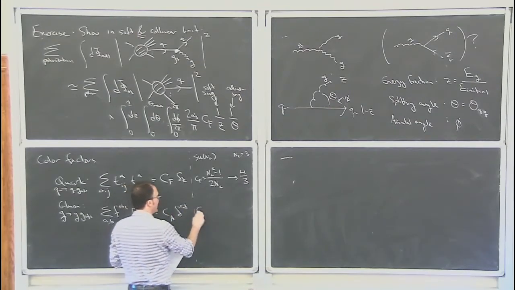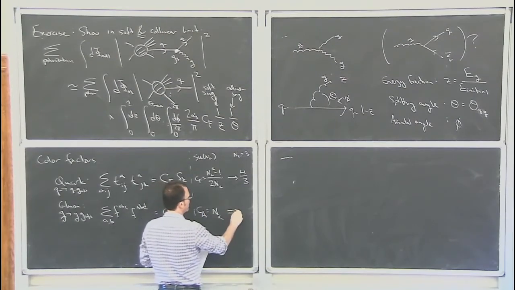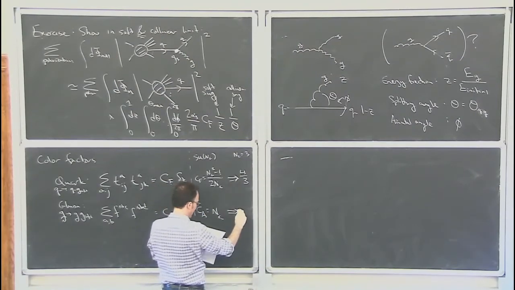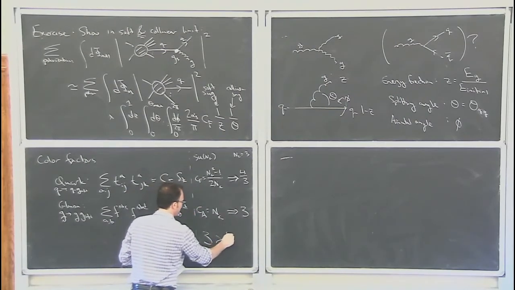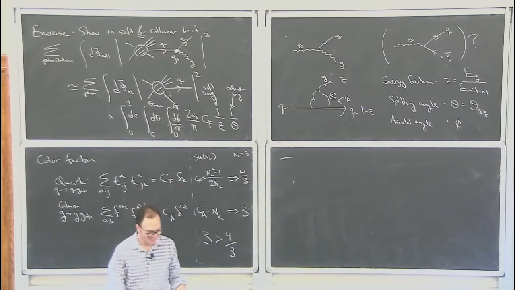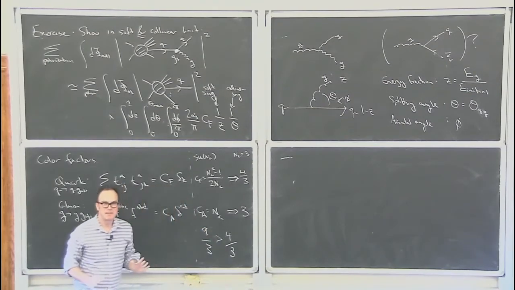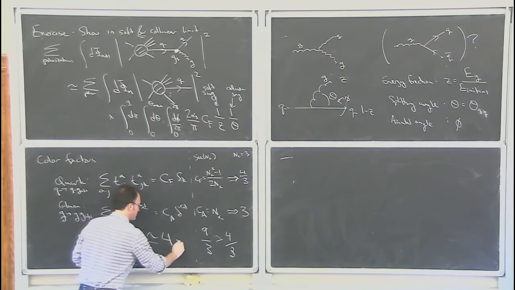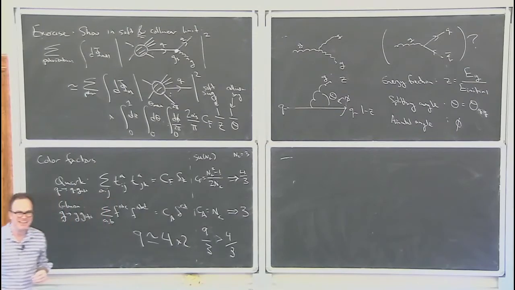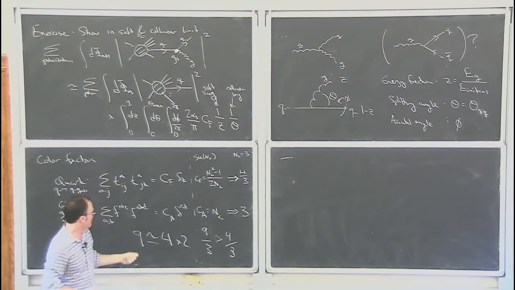And then the CA, so F is for fundamental, A is for adjoint. So CA is equal to NC. And again, if I go to the NC equals 3 case, I have 3. 3 is bigger than 4/3. If that's not obvious to you, 3 is the same thing as 9/3. And 9 is bigger than 4. And roughly speaking, 9 is approximately equal to 4 times 2. And so roughly speaking, gluons have twice the charge of quarks.